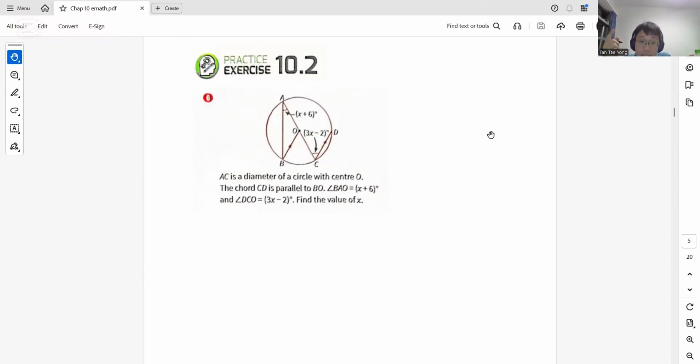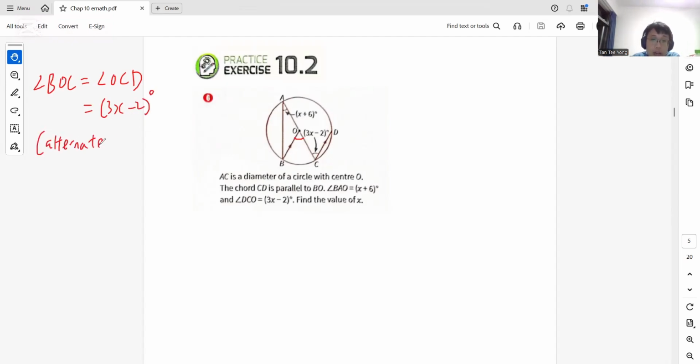So as you can see, because they tell us that CD is parallel to BO, correct? So that means I can say that this is parallel, right? So angle BOC is actually equals to angle OCD, which is 3x minus 2 degrees. Why? Because alternate angle. CD parallel to BO. So this angle is 3x minus 2 degrees.